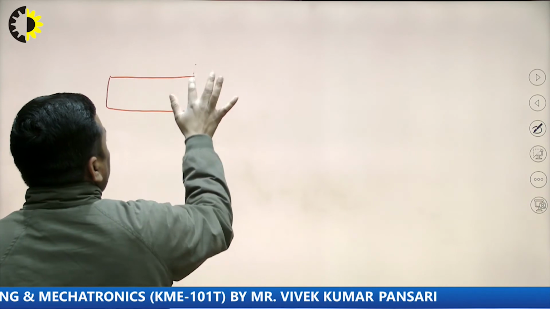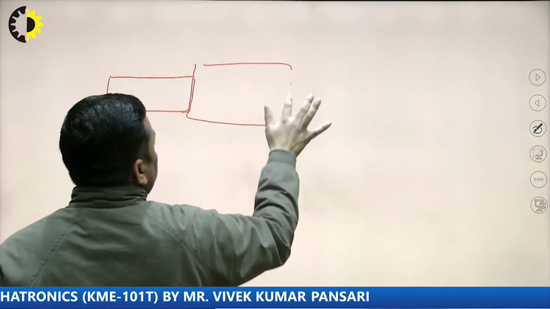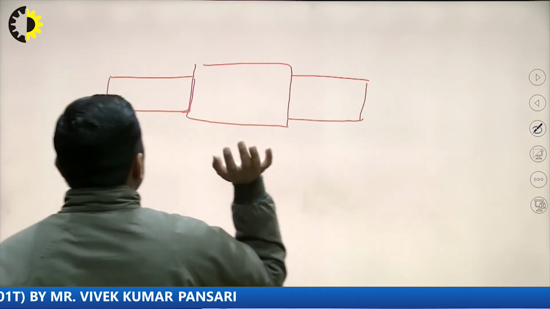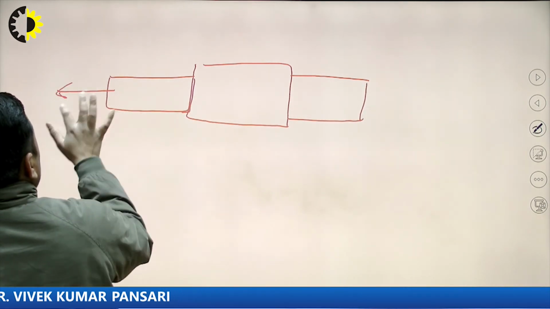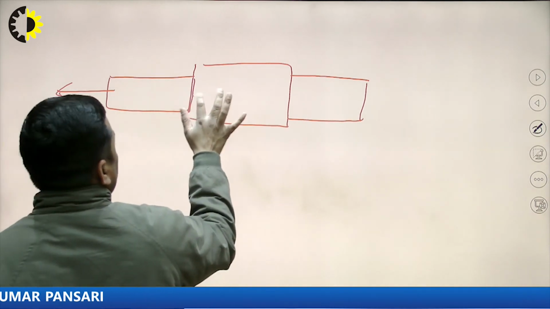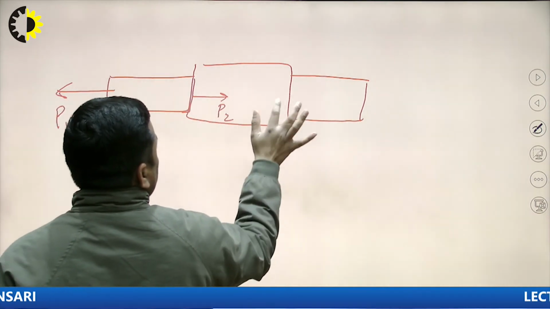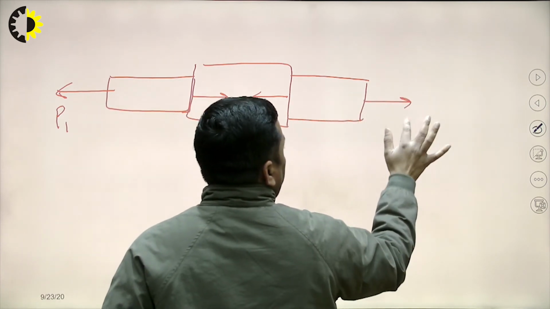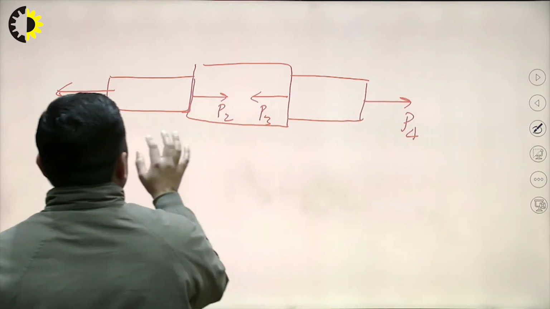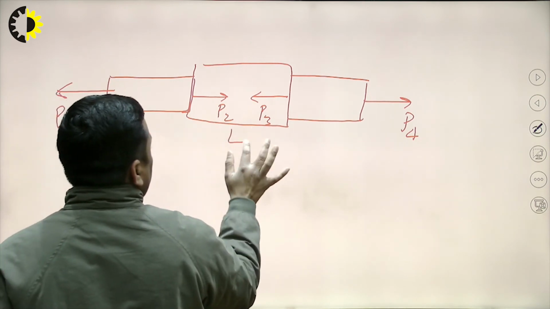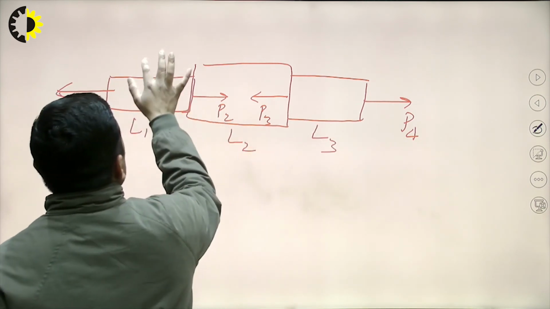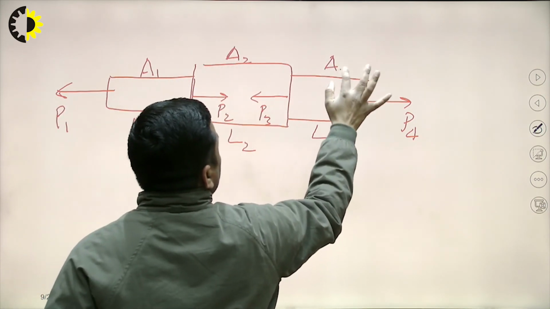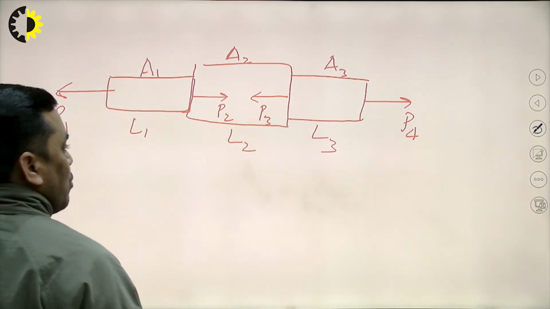a bar of varying cross section. Now I have selected a bar of varying cross section. It is subjected to loads P1, P2, P3 and P4. The lengths are L1, L2, L3. Cross sections are A1, A2 and A3. These are the cross sections. So, how to find out the elongation?